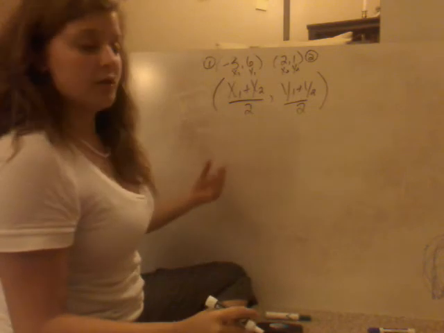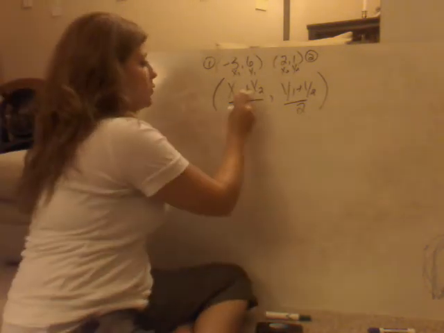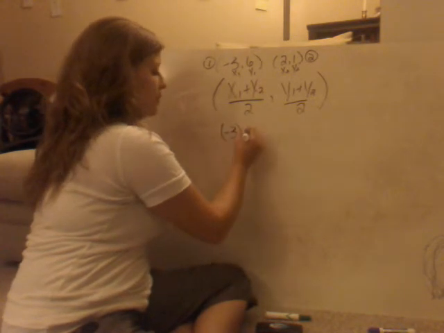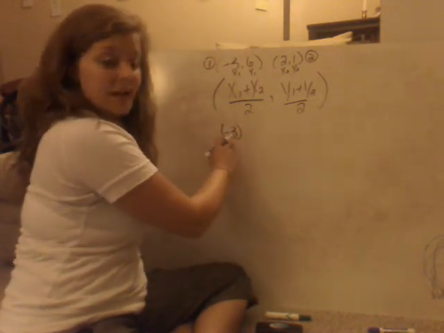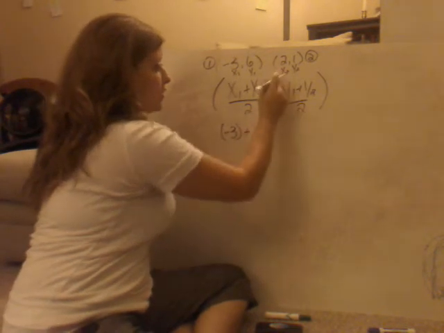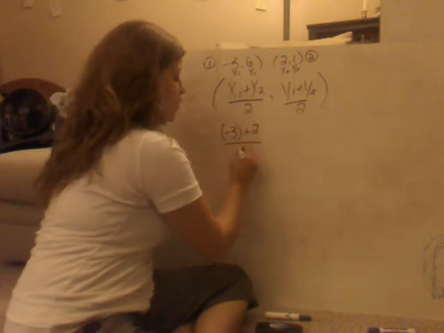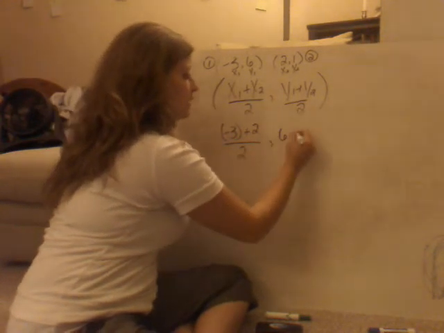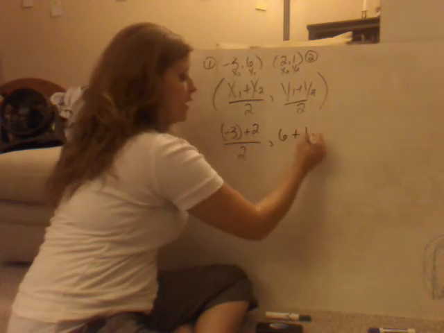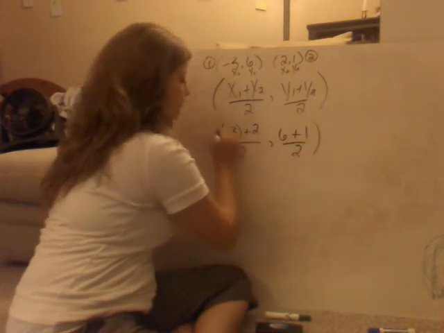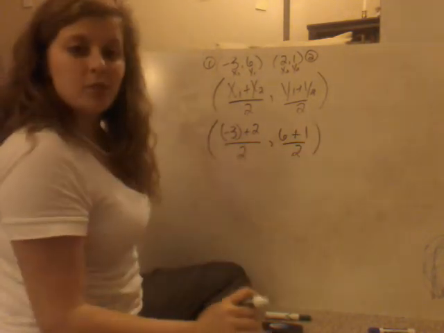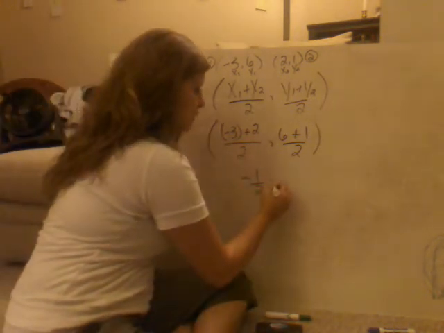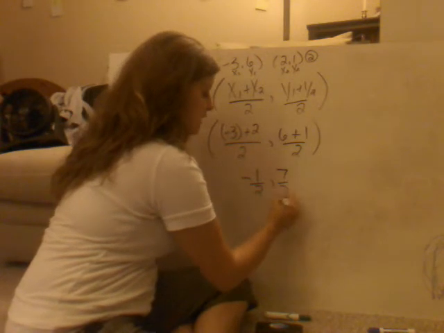So I'm going to plug my coordinates into the problem. x1 is -3, and I'll put that in parentheses by itself just so I can recognize that it's a negative, plus x2 is 2, the total divided by 2, comma, y1 is 6, plus y2, which is 1, divided by 2. -3 plus 2 is -1, divided by 2. 6 plus 1 is 7, divided by 2.